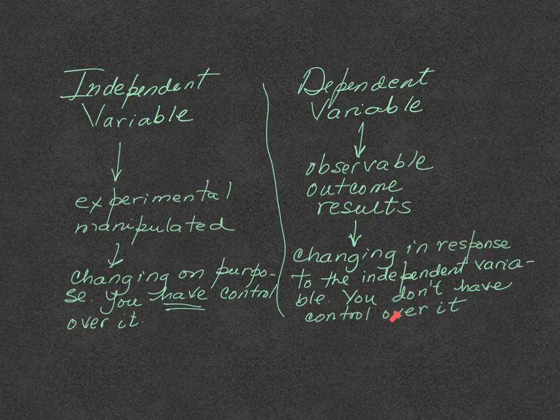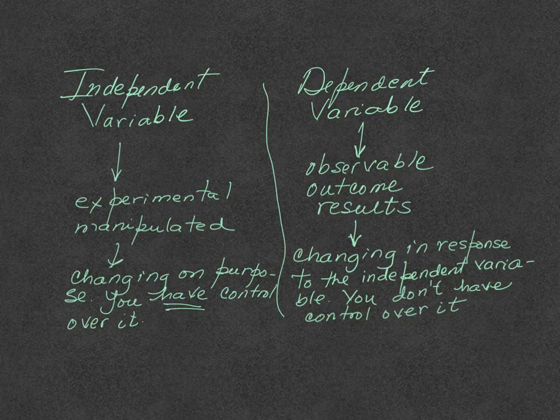Now, do you have control over this one? The answer is no, because remember, this is the response to the change that you were making to the independent variable. Okay, just keep that in mind. Both are going to change throughout the experiment. One, the independent one, you have control over. The other one, you don't have control over.